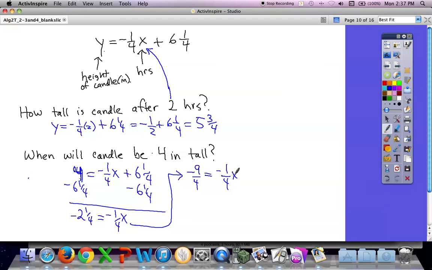And then I'm going to multiply both sides by negative 4. So the negative 4 times negative 9/4 is 9. Negative 4 times negative 1/4 is 1, so that's 1x. So how many hours will it take for the candle to burn down to 4 inches? 9 hours.